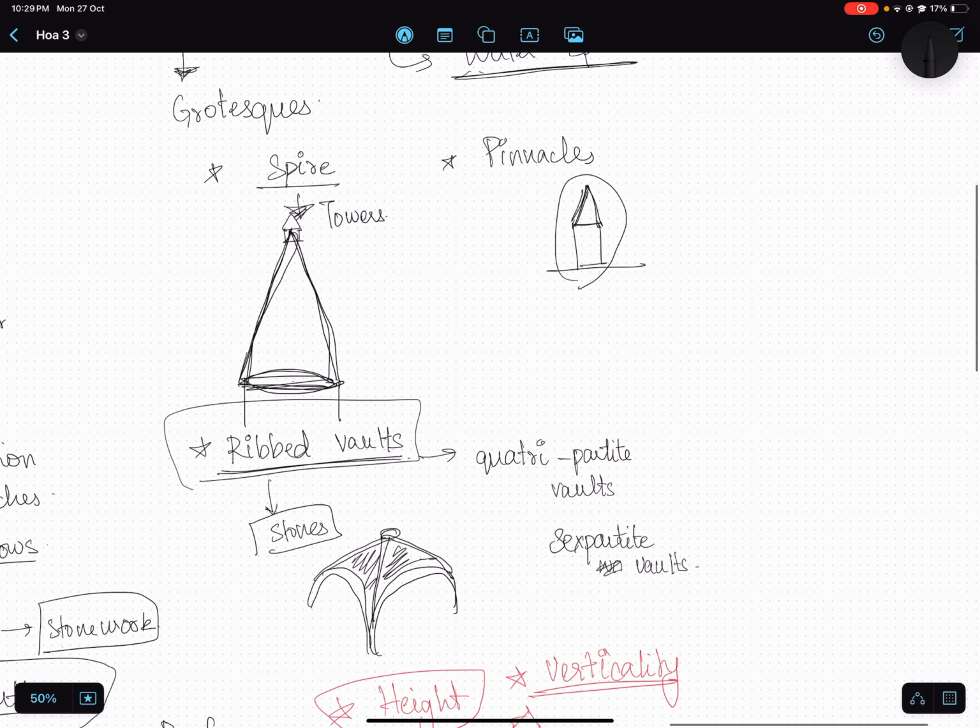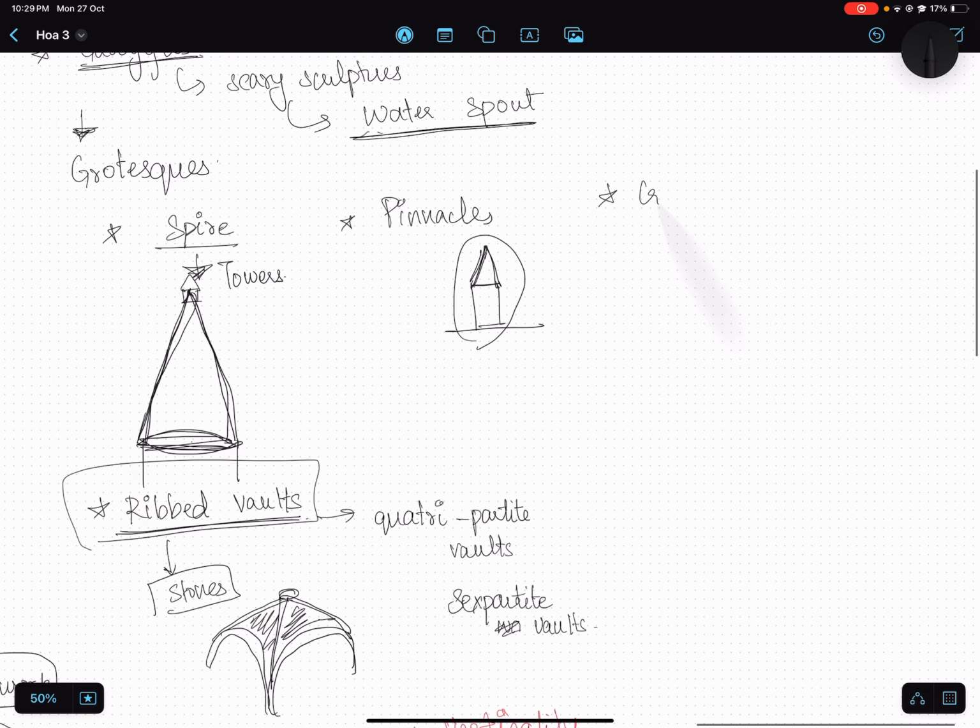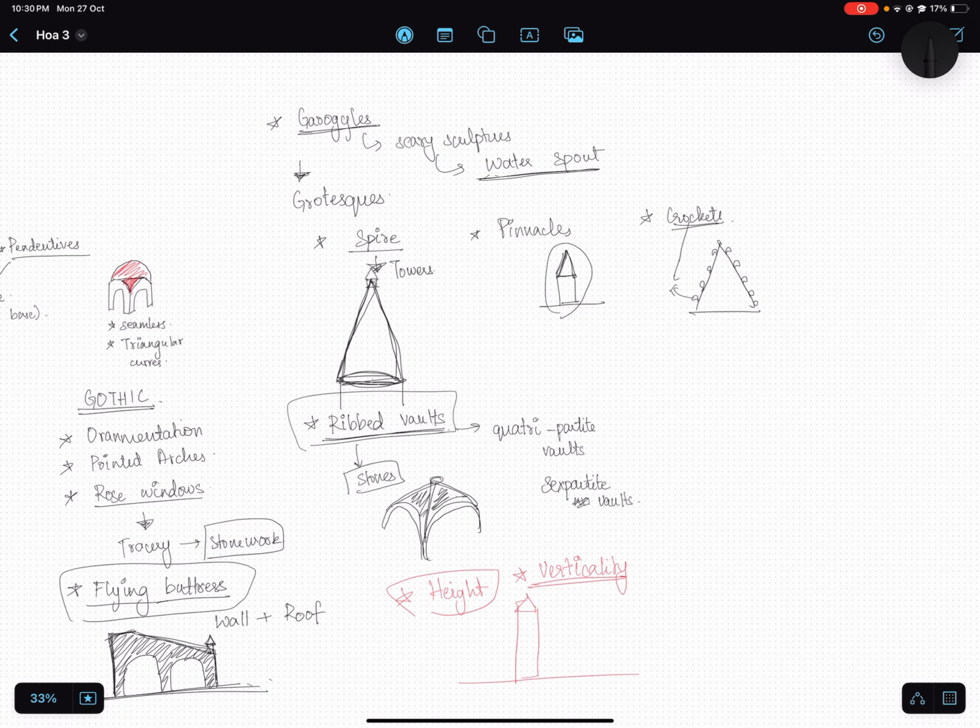And they had crockets. In the roof, that is in the gables, they had almost floral kind of elements popping out, and these are called crockets.